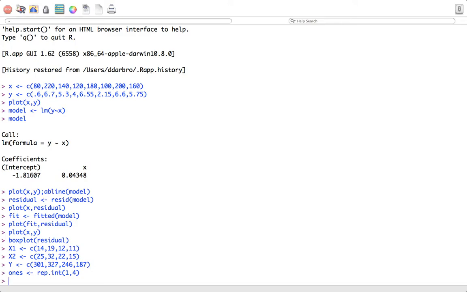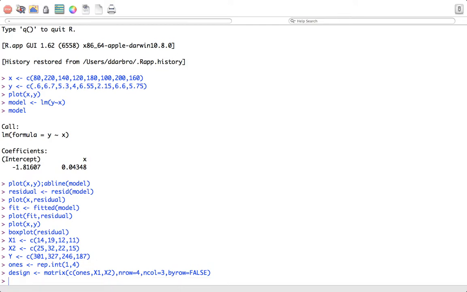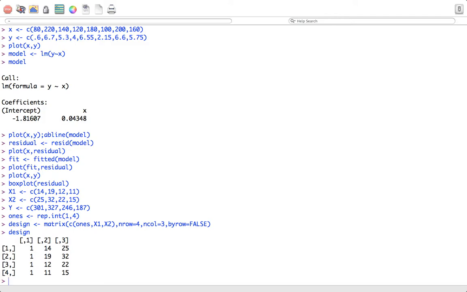So I need my design matrix to be matrix C. I want my ones first. I want my x1 second. I want my x2s next. The number of rows I'm going to have are obviously 4, and the number of columns are obviously 3. By row will be equal to false here because I want these things read by column, not by row. Okay. Now let's just make sure I've got my design matrix, and it actually turns out I do.